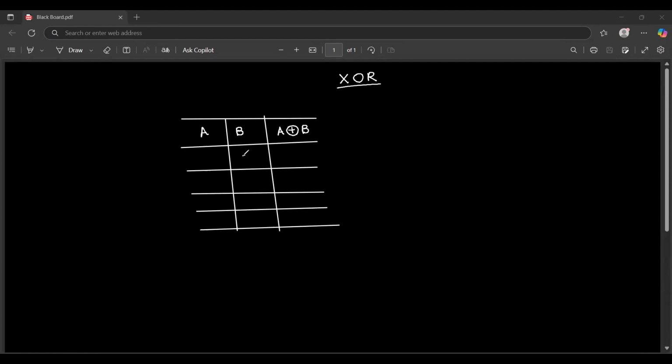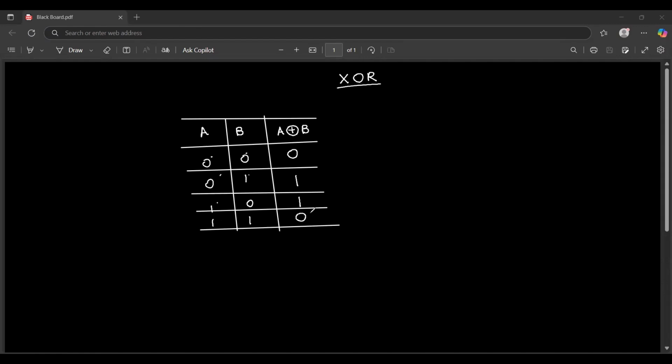So 0 1 0 1 and 0 0 1 1. The idea here is, if one of them is 1, you can put 1 here. Since both are 0, it's 0. Since one of them is 1, it's 1. Since one of them is 1, it's 1. Since both of them are 1, you can't put 1 here. You have to put 0 here. That's the idea. Pretty straightforward.